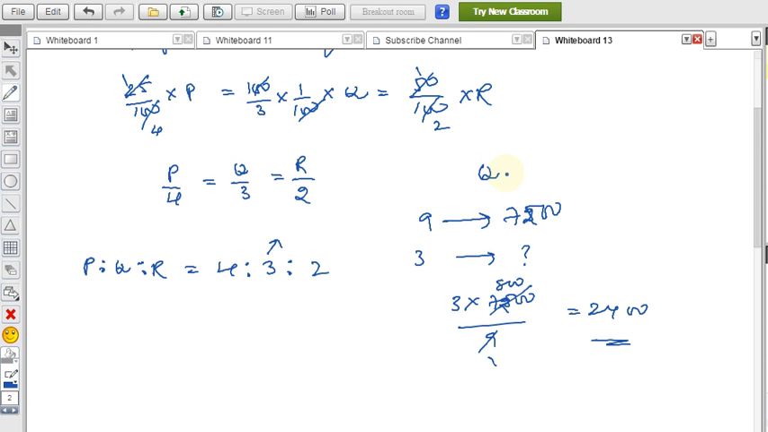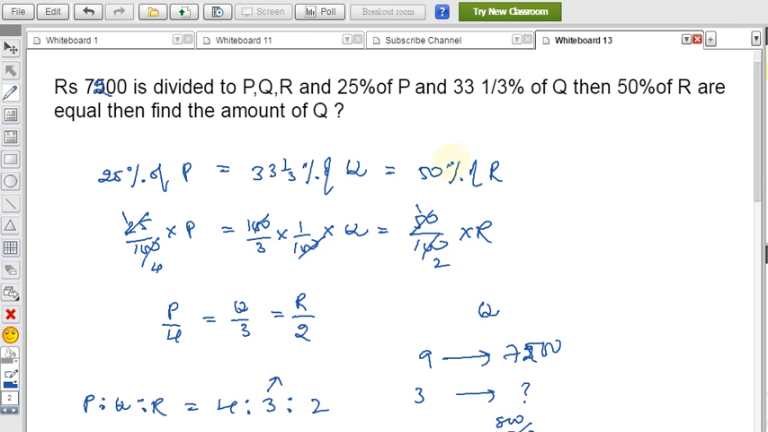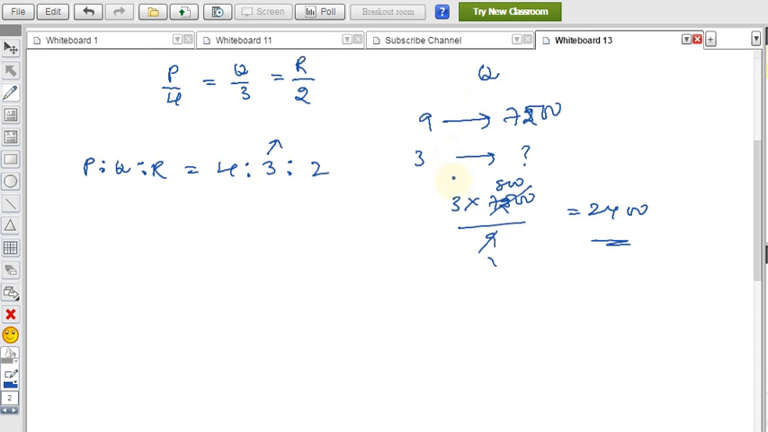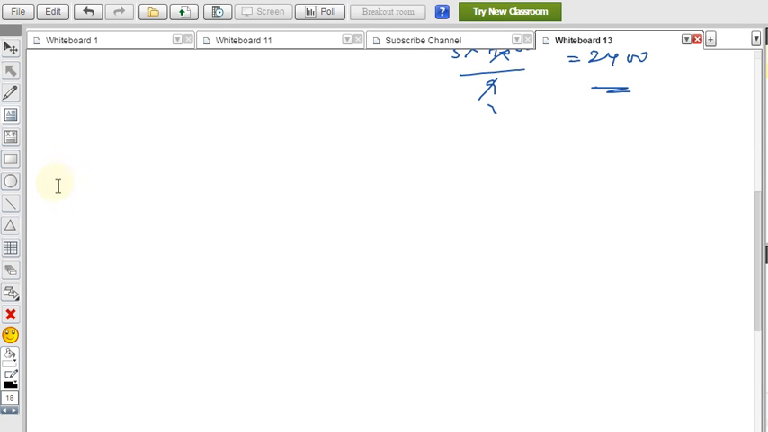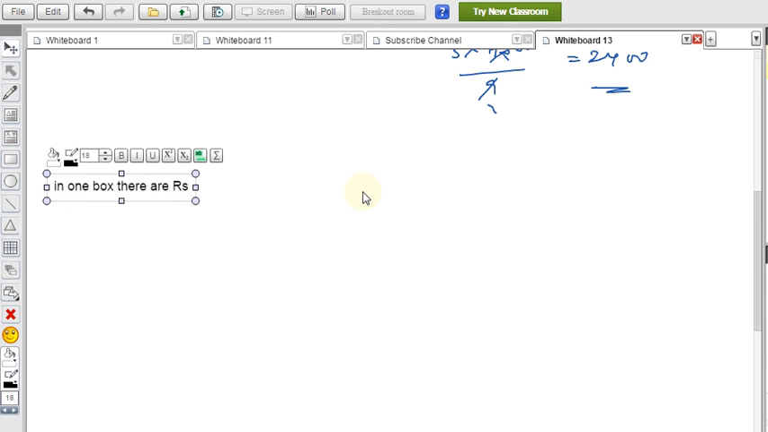Now let us see the problems which are related to coins and currency, from ratio and proportions. They are very important problems. In most of the exams, the last questions are related to currency problems. So in a box, there are 1 rupee, 50 paisa and 25 paisa coins in the ratio 2:3:4. So the coins ratio is 2:3:4.